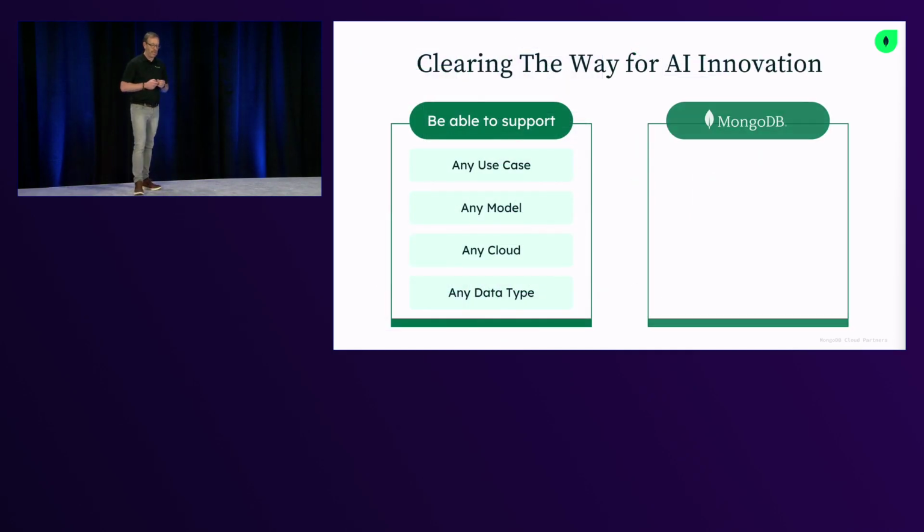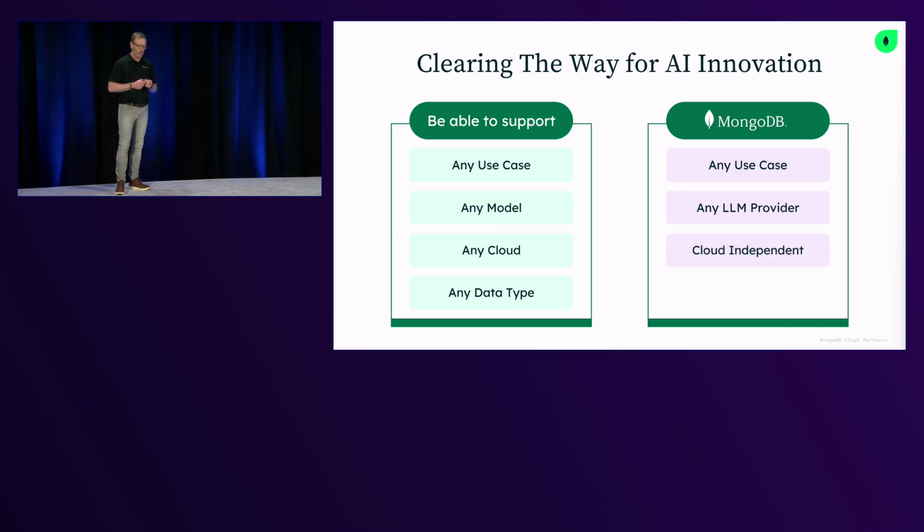So if we discuss a little bit about clearing the way for AI innovation in any company, the cornerstone of this is MongoDB's own technology. You know, AI innovation needs to be for any use case. It needs to work with any models that are out there as well too, any cloud and any data type. That sounds very similar to what we do here in MongoDB. We can work with any use case. We can work with any LLM provider in the MAP framework as well too. MongoDB is cloud independent. We are on the 3 main cloud providers, and we are the only database company that can do multi-cloud. So you can have your data across all of the clouds as well too.